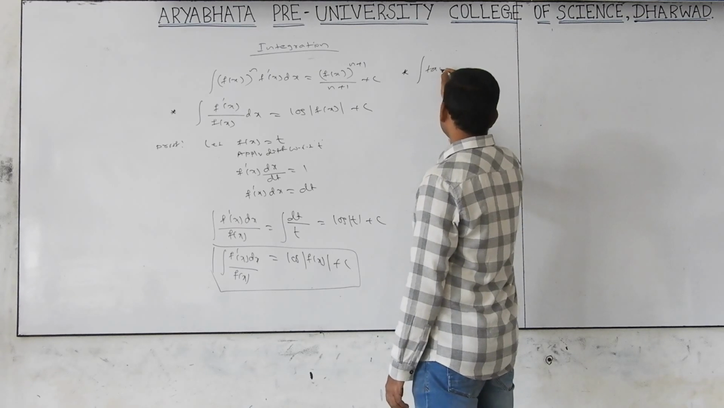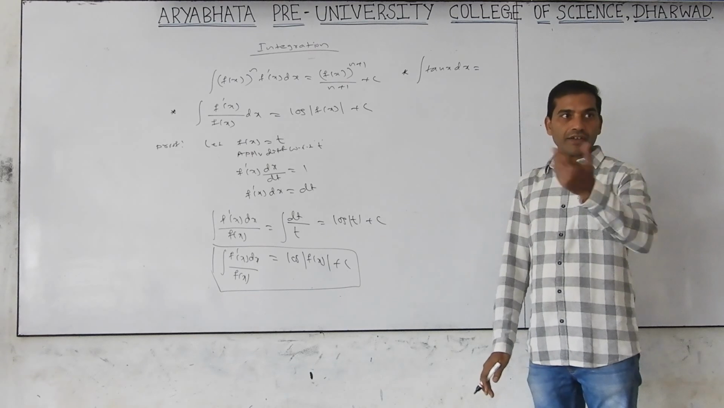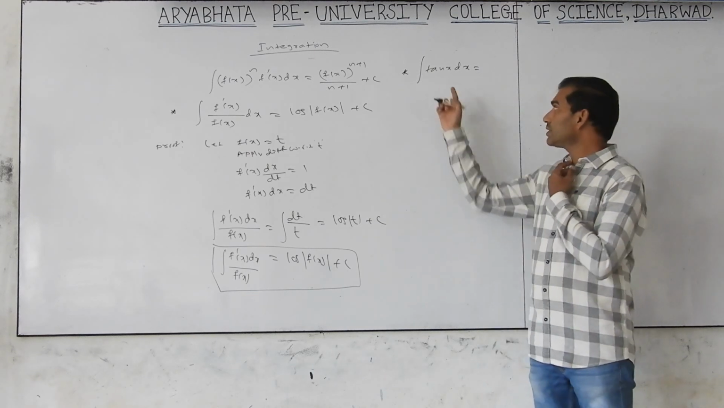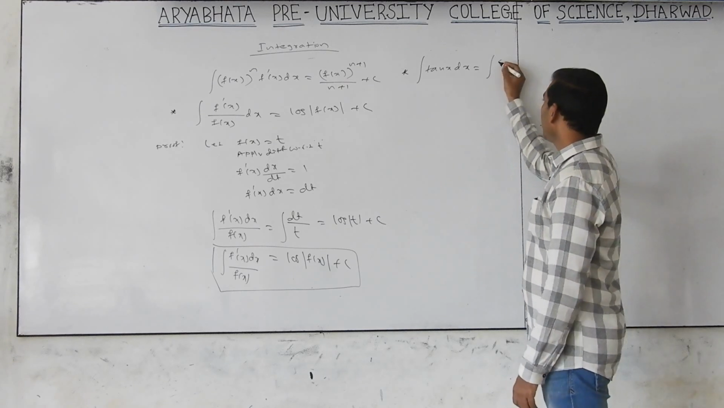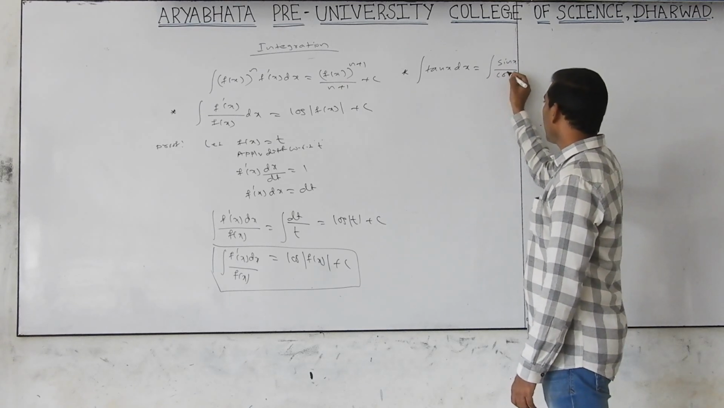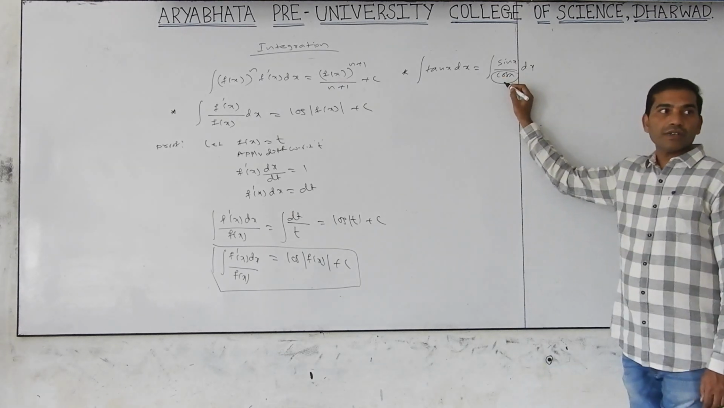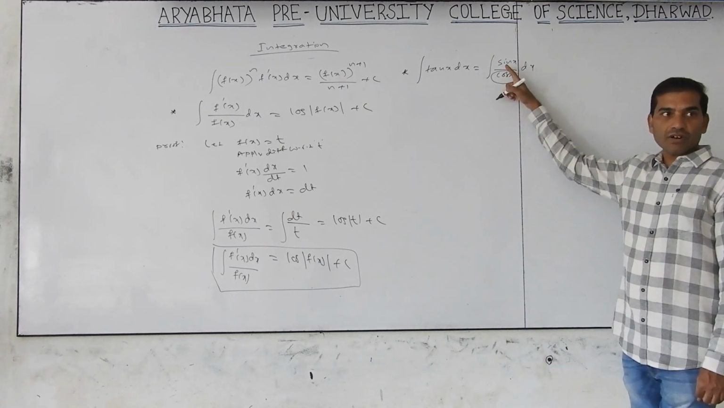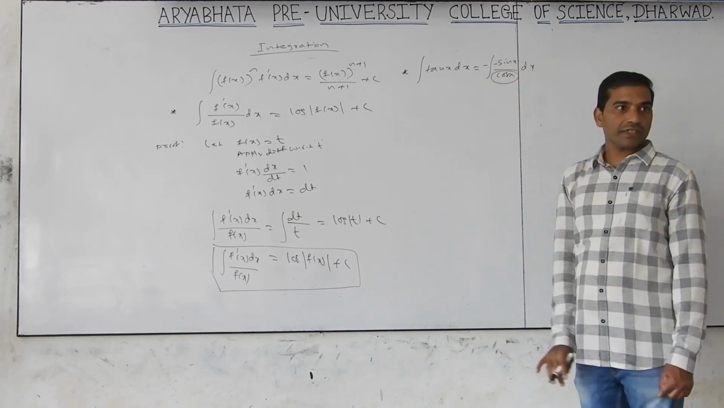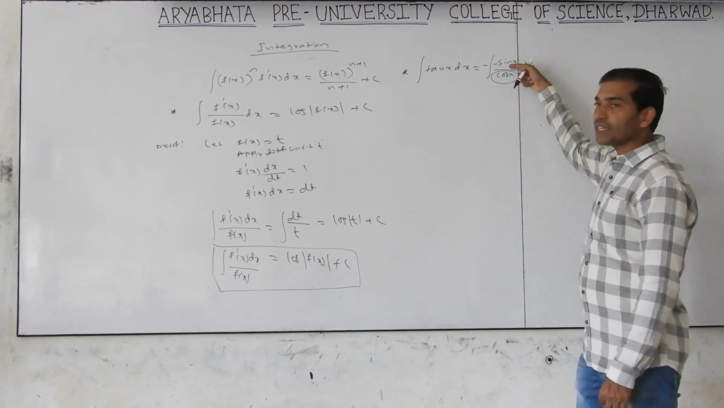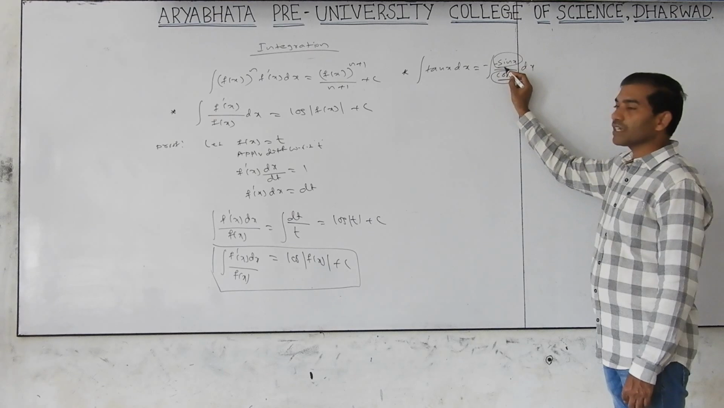Integration of tan x. We have already done this by using the substitution method. Now we can solve it by using this formula also. Integration of tan x is sin x by cos x dx. Check: the derivative of cos x is minus sin x, but the minus is not in the numerator, so you can multiply by minus. Now the derivative is there. This is f(x) and this is f'(x).